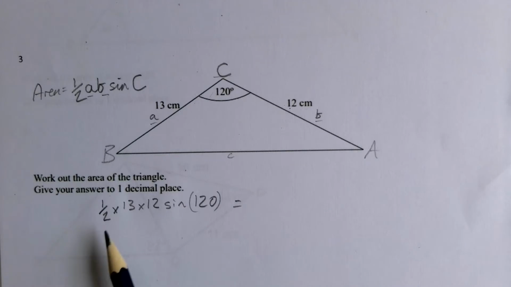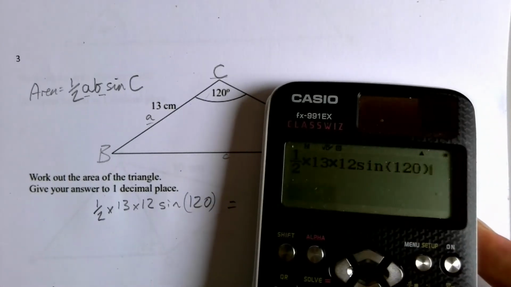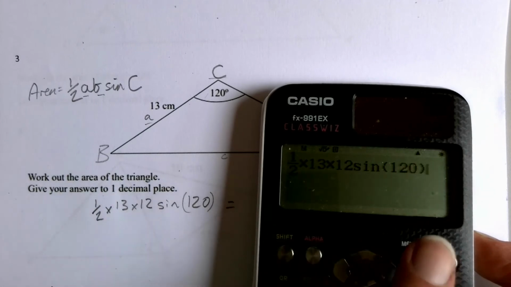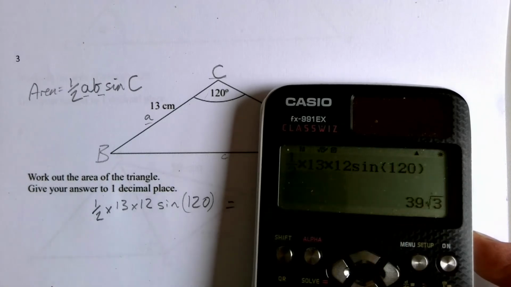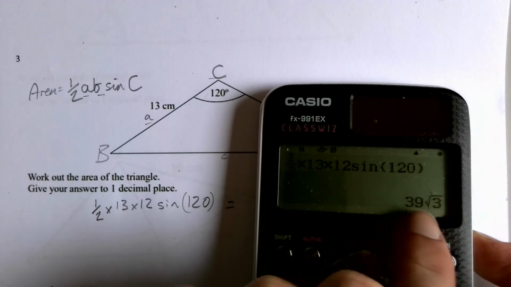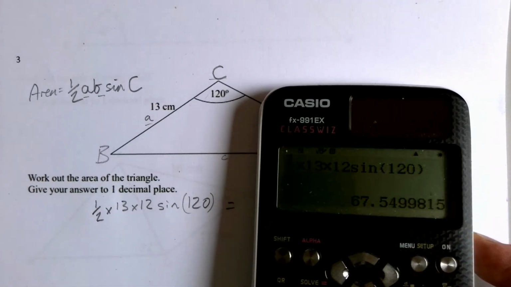So that should give you this, and you should always put that down as you're working, exactly what you're putting into the calculator. You can double check you've done the same thing both times. Press equals, gives you 39 root 3. We want it to 2 decimal places. If it said exact value, that would be your answer, but it doesn't. So we want 1 decimal place.